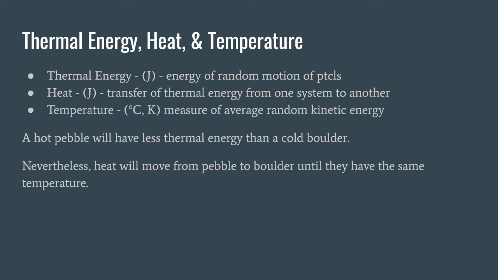Temperature is the measure of that random kinetic energy. It's the measure of the average. Okay? So at the same temperature, the particles of two different objects will have the same average random kinetic energy. Okay? They'll have different thermal energies depending on what substance they're made of and how much there is of each substance. But they'll have the same average. So thermal energy is measured in joules. Temperature is going to be measured in Celsius or Kelvin or what have you. Okay? They're very, very different things.